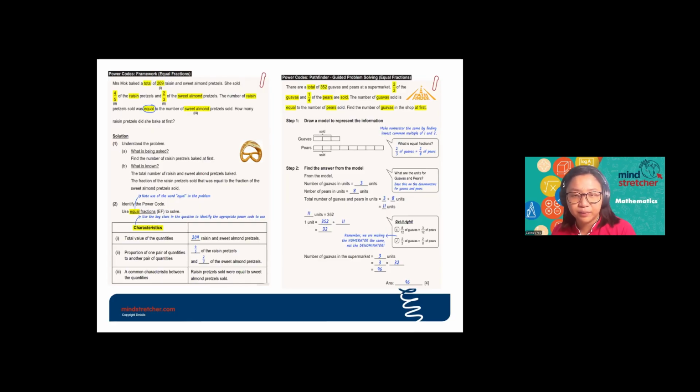When they have a template to help them solve a similar question, but with different numbers and sometimes slightly different contexts, using the similar power code, they found it easier to solve. Because they sometimes refer back to the example, they can understand that power code even better. Then it will be accompanied by another one or two questions which are not guided. You don't have this template. You're supposed to apply what you have learned from the example and the Pathfinder.